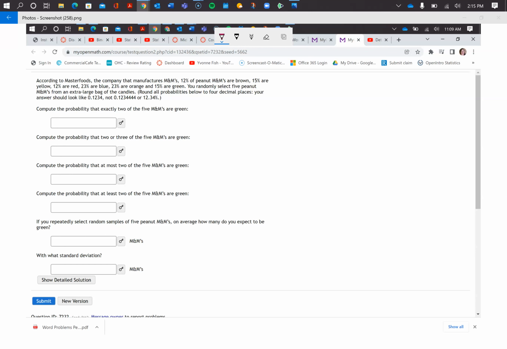and I've found an example that you can use as a template and put in your Desmos account. It has the formulas already written up in there, and you just have to change the values for your particular data that you're given. So I'll show you that one. First, we're going to look at exactly 2 of the 5 M&Ms being green. So for green, our probability is 0.15. We're going to just jot that there.